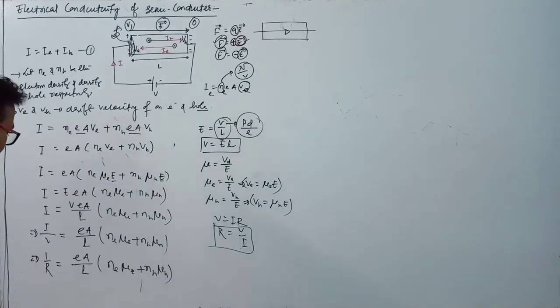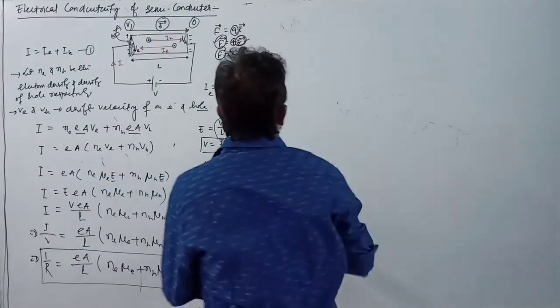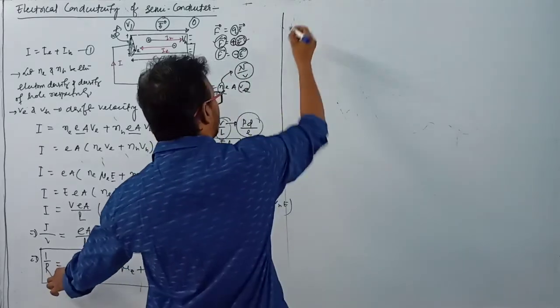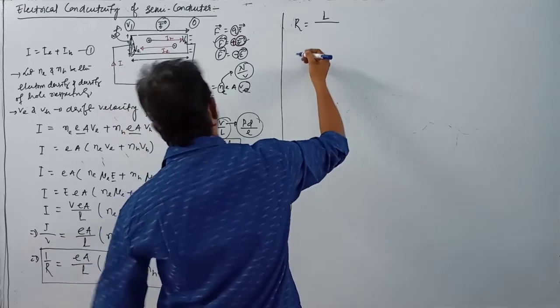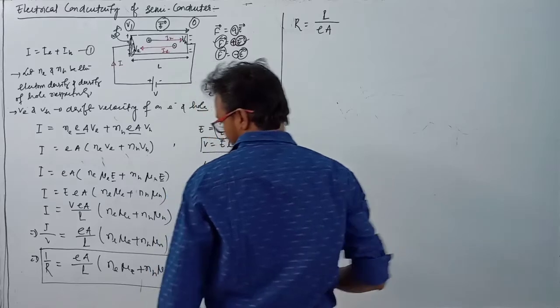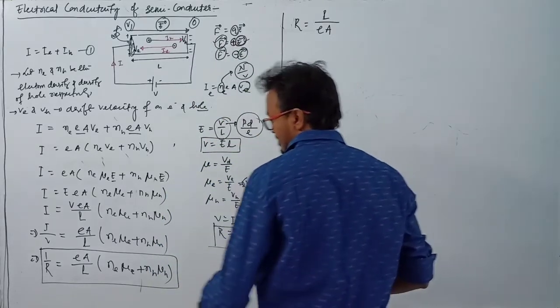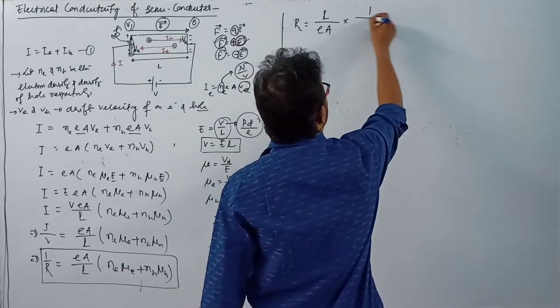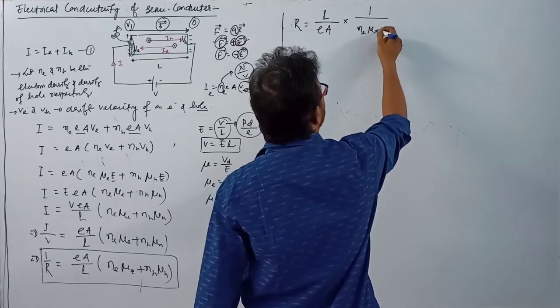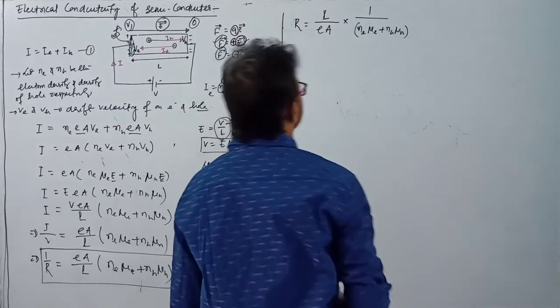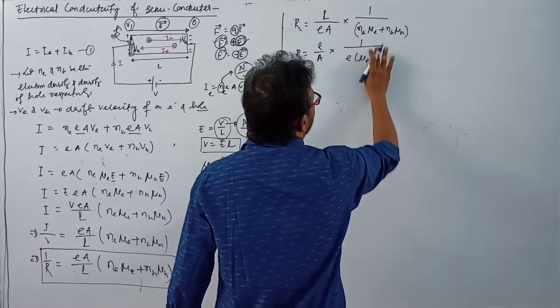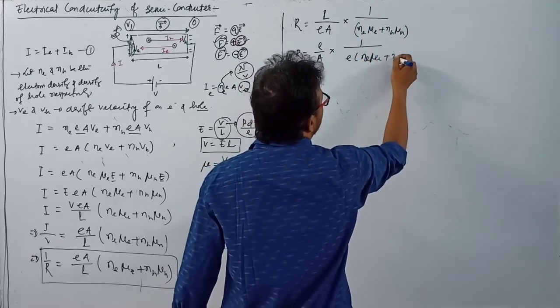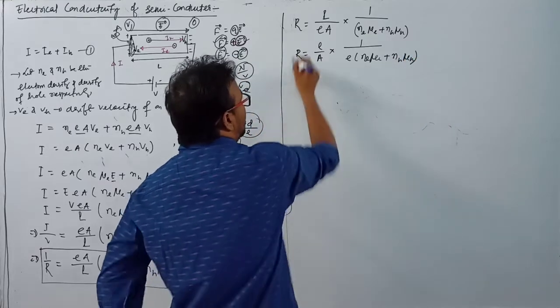This is the general expression. But if you want to find the resistance of this semiconductor, we have to compare whether the resistance increases or decreases. So if you write the resistance, then R equals L divided by EA times 1 by Ne mu E plus NH mu H, and R can be written as L by A into 1 by E times Ne mu E plus NH mu H. This is the general expression.